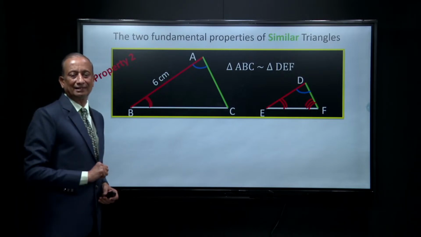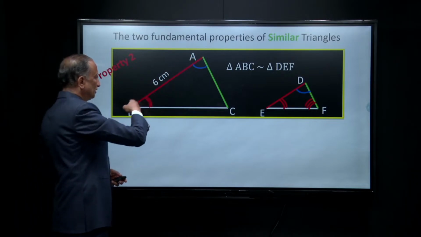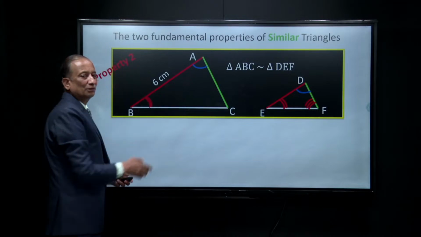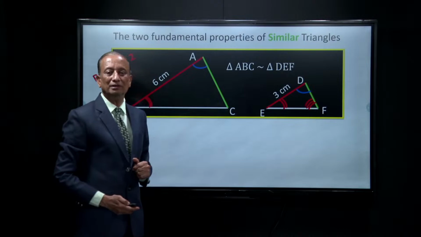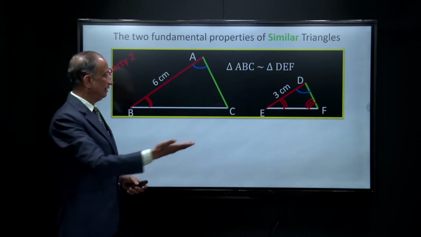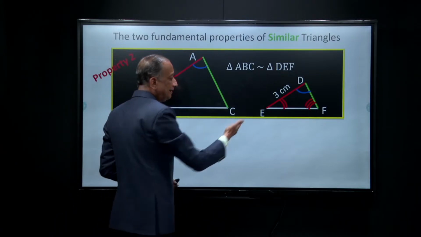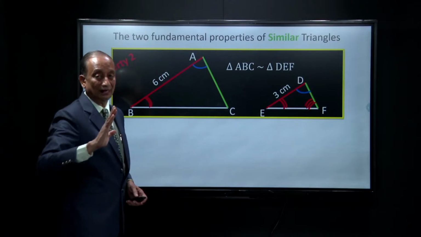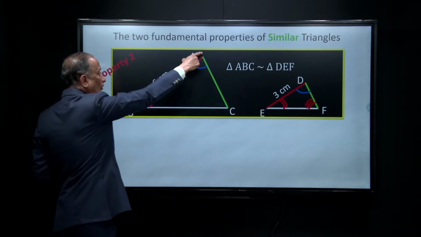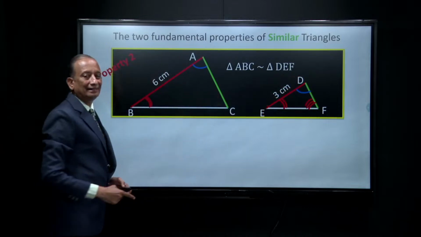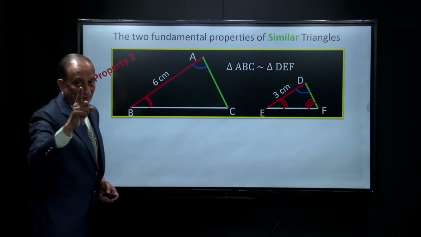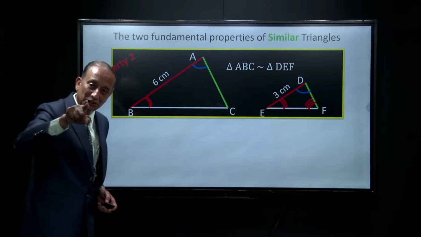Let us take a scale and try to measure the side AB. Let us suppose that it is 6 centimeter and DE happens to be 3 centimeter. Definitely AB is longer than DE. I am not happy with that. I wanted to know how many times AB is longer than DE. For that, yes, we have to take the ratio.